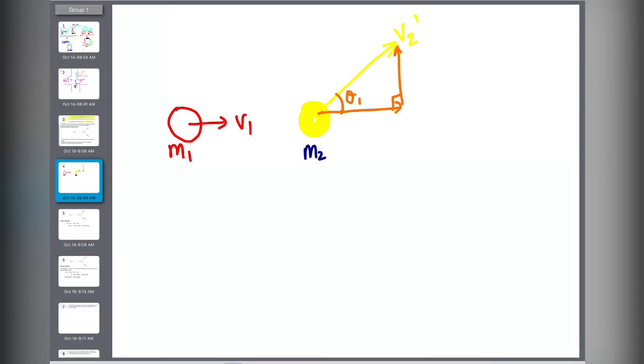I'm going to call this theta 1. Okay, and so we're talking about the momentum equation. The momentum for the yellow line is mass 2 times the speed v2 prime. So the x and y components will be m2 v2 prime sine of theta and m2 v2 prime cos of theta. So you break them into the components of the momentum, and this is the xy component of the momentum.